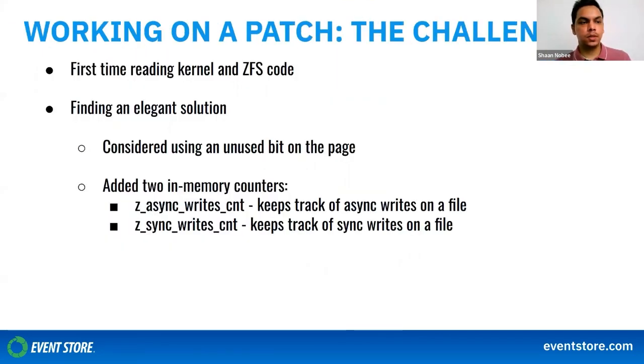Now, some of the challenges that I had working on a patch were, it was the first time that I was reading kernel and ZFS code, and it's really, really complex. And secondly, finding an elegant solution to the problem was not easy. I was at first considering using an unused flag on the pages, but it did not work out too nicely. So after some trial and error, I finally settled on using 2 counters to keep track of sync writes and async writes on each file.